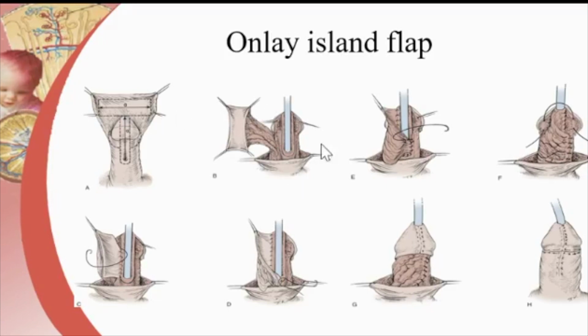So you rotate it and then do suturing on both sides. Half the width is from the native urethral plate, half the width is from the onlay island flap. So this is an onlay island flap which can be used for patients where a Snodgrass repair is not possible.